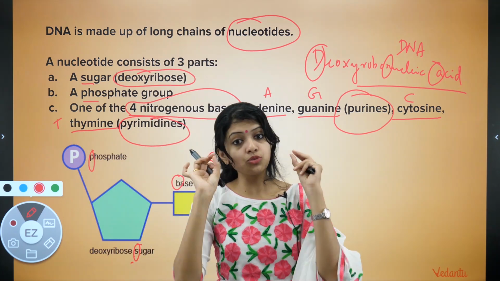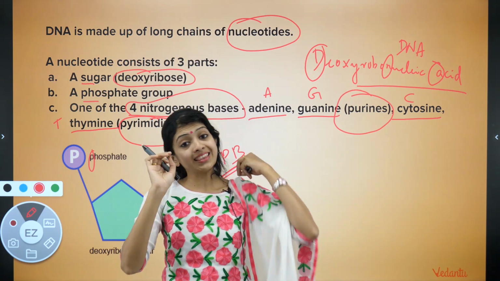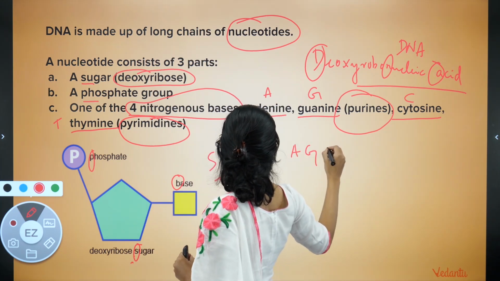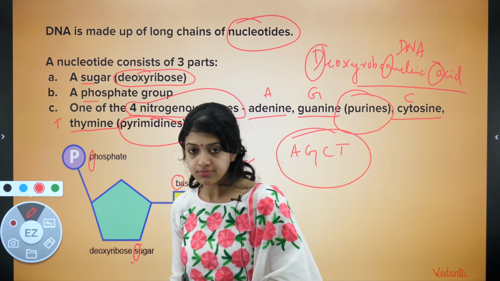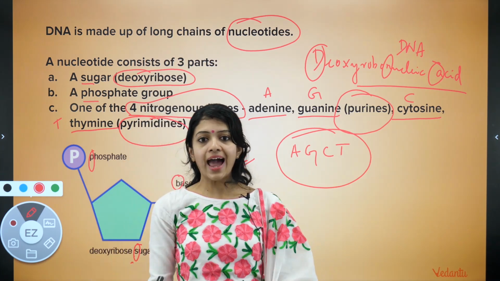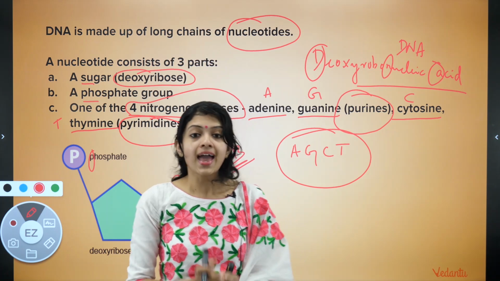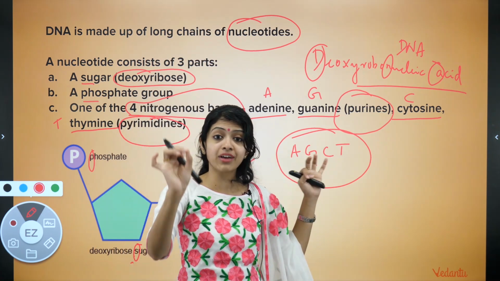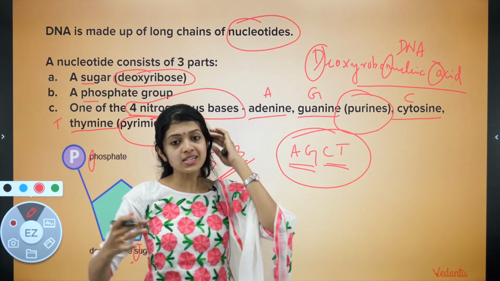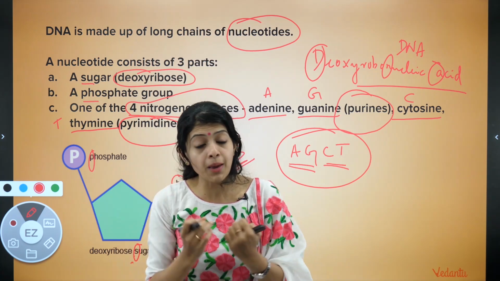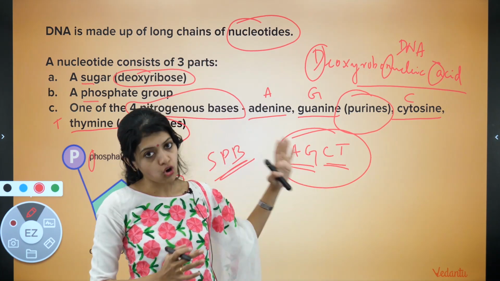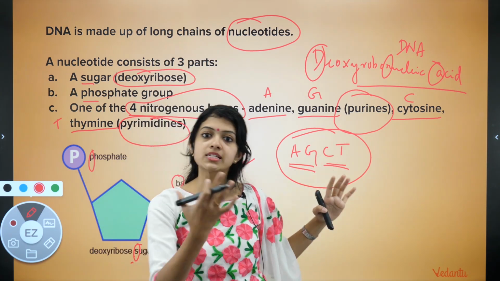They are always represented, when you represent the structure of a DNA, in alphabets, only the first alphabets: A, G, C, T. These are in fact the 4 letters which make up the language of life. Adenine, guanine, cytosine, thymine. Very, very important, children. Remember, these two are purines and these two are pyrimidines. That's just something to do with the biochemical classification of these molecules. The biochemical category into which these two fall is called purines, and these two fall into the category called pyrimidines.